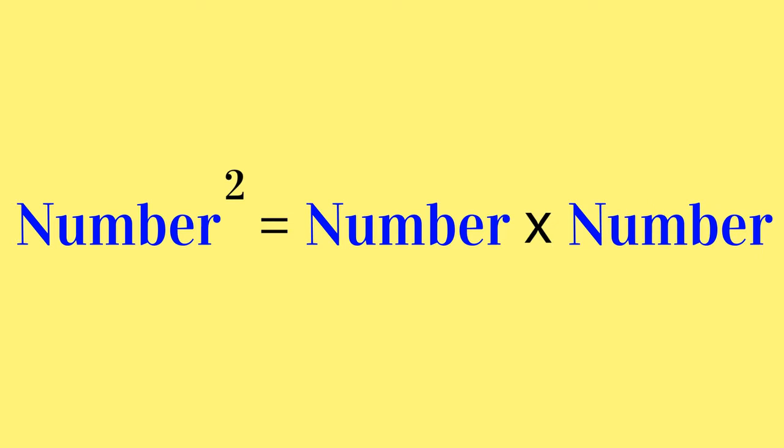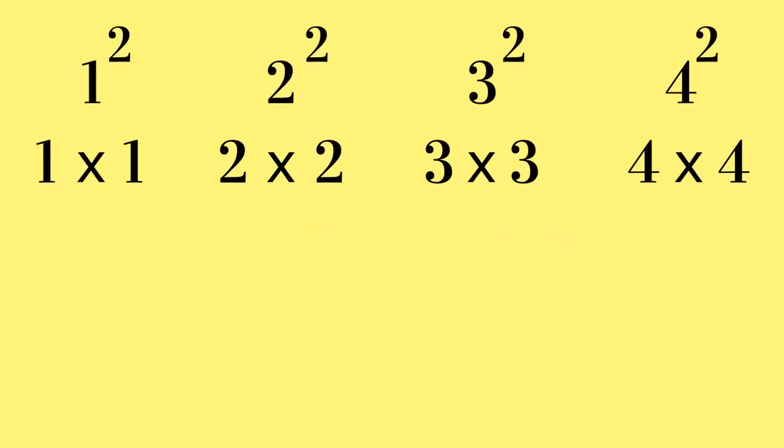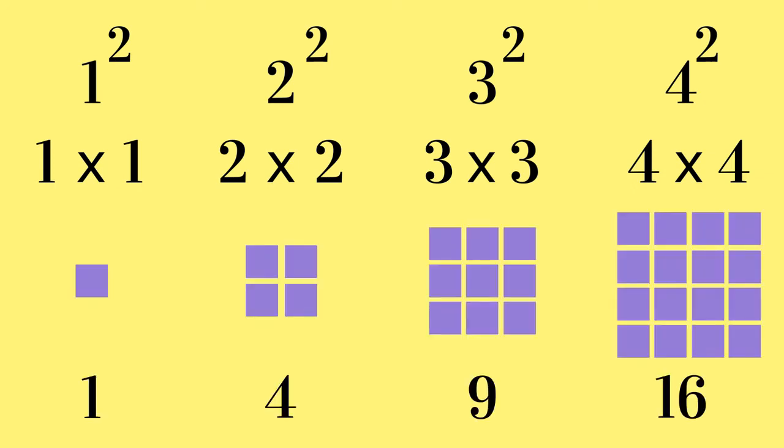Remember that a number squared is a number multiplied by itself. For example, 2 squared is 2 multiplied by 2, which equals 4. A good way to visualize this is to think of drawing squares with each side as long as the number you are squaring.